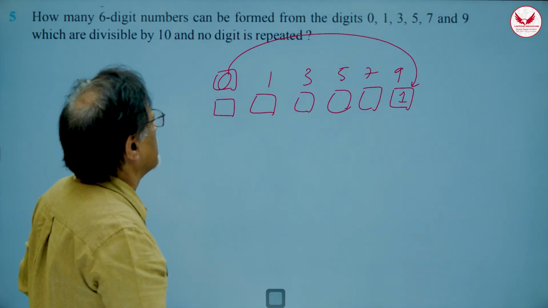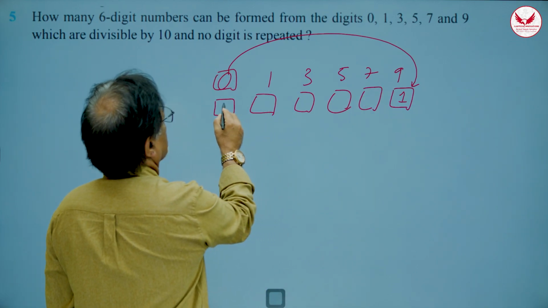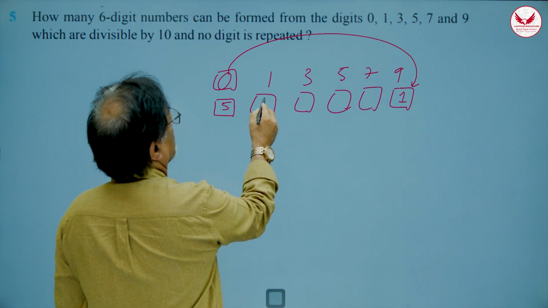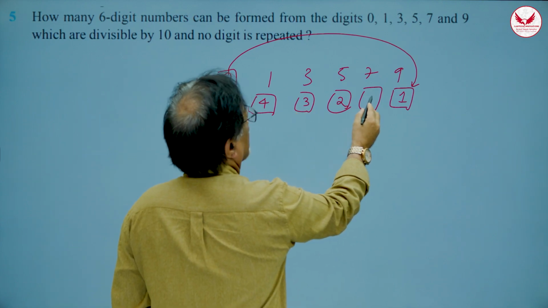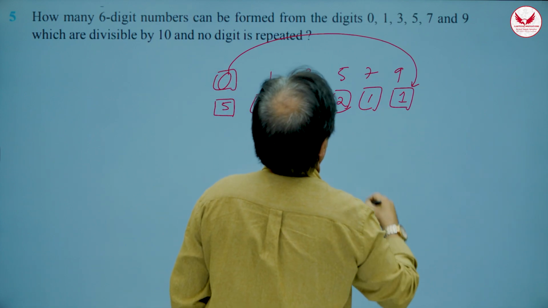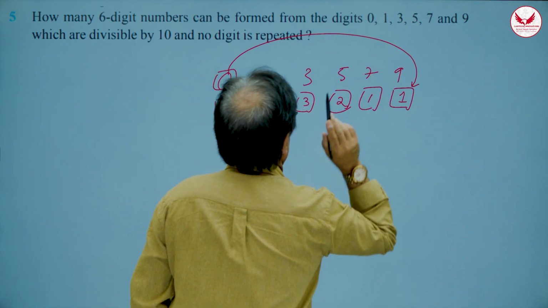Now, this first position can be filled by any one of these 5 numbers. So, first place can be filled in 5 ways. Second place can be filled in 4 ways. Third place can be filled in 3 ways. This is 2 and this is 1. Okay. So, because there are 1, 2, 3, 4, 5 numbers available.